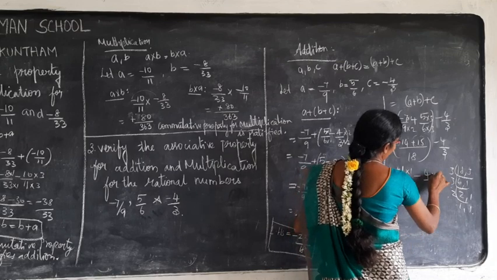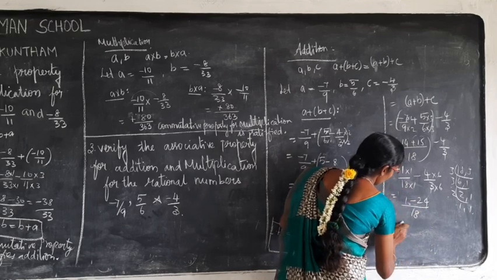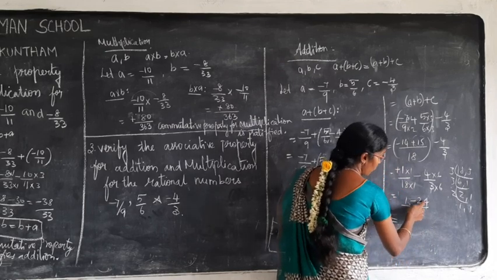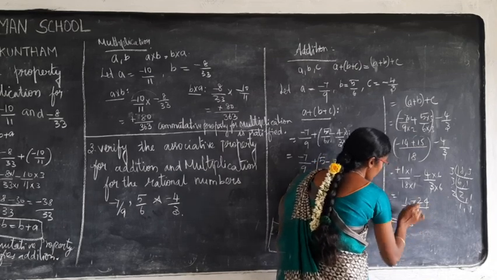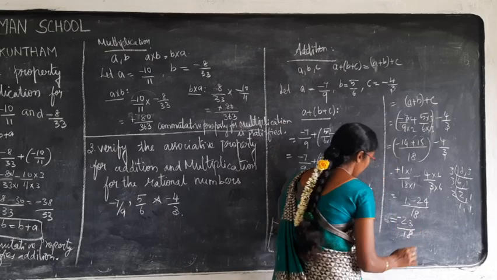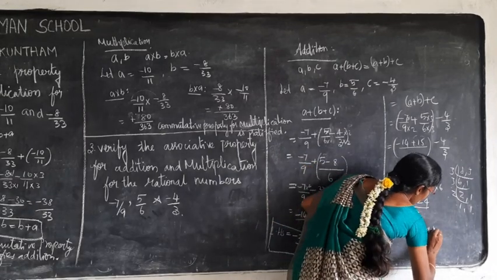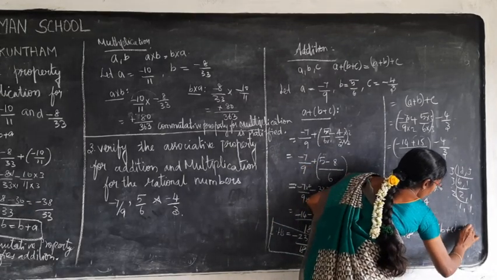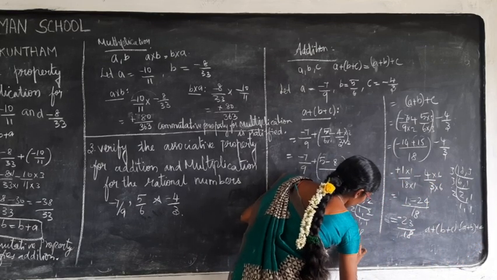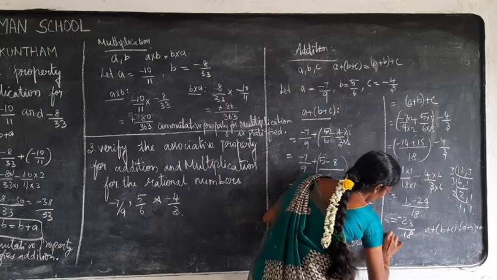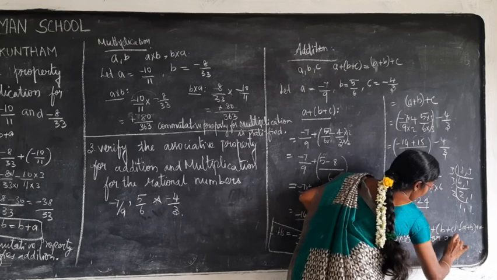So 1 into 1, 1 minus 6 4s are 24. So different sign. So you will have to do subtraction. So 24 minus 1, 23. Greater number is 24. So symbol is minus 23 by 18. So here also minus 23 by 18. So A plus B plus C is equal to A plus B plus C. So associative property for addition is verified.